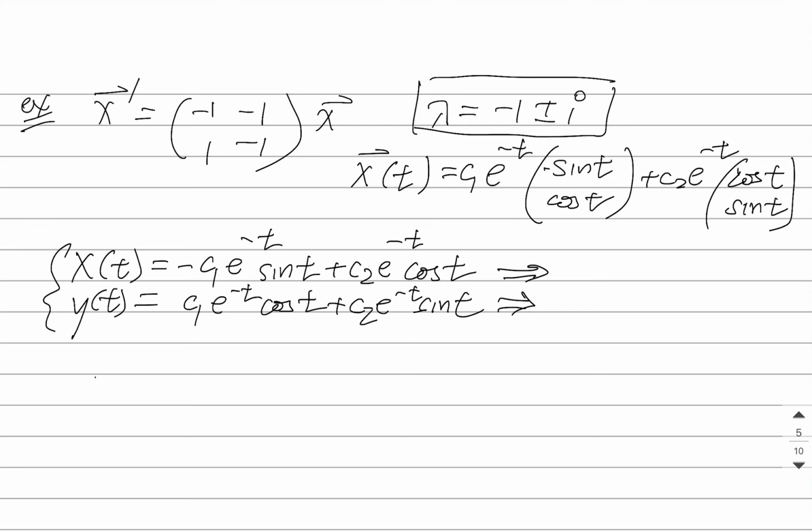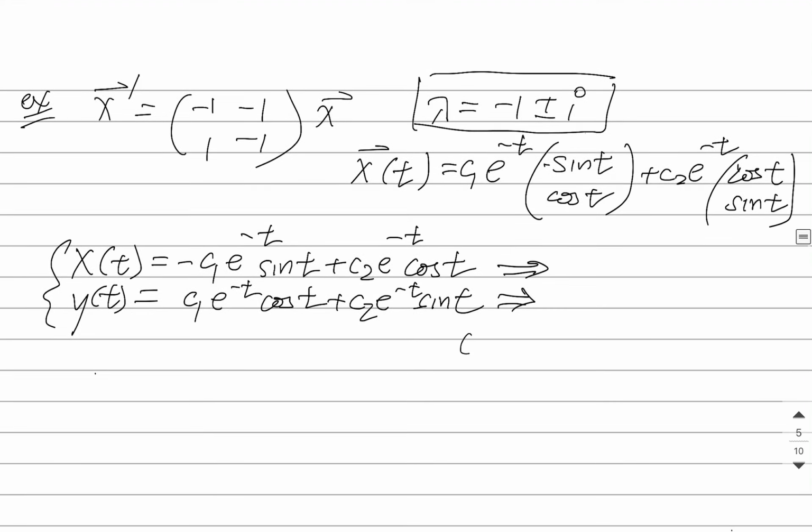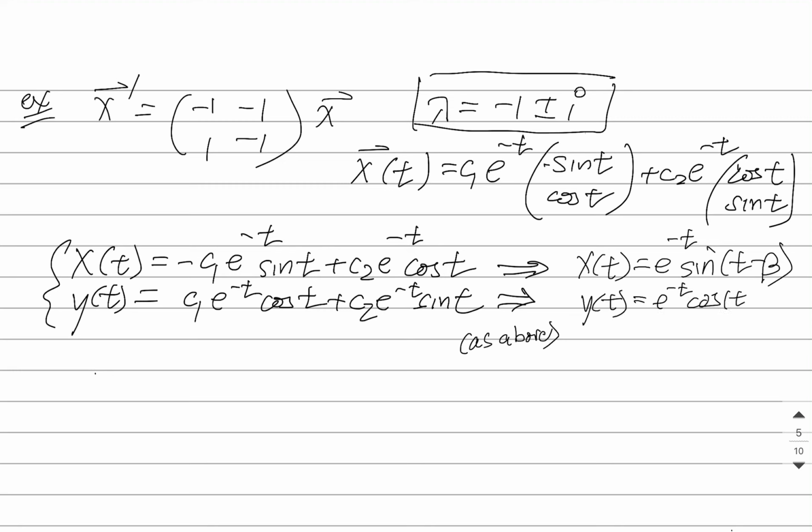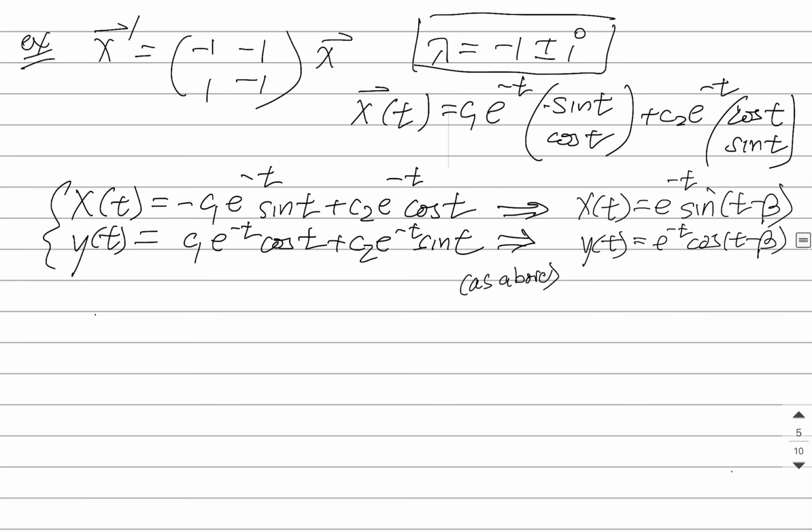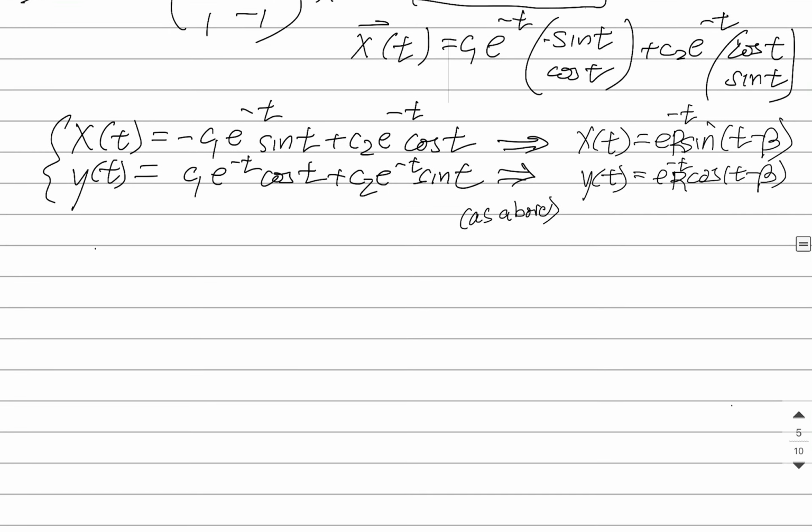And if we go ahead and repeat the analysis we just did above, you'll be able to rewrite this as x of t equals e to the minus t sine of t minus beta, and y of t will be e to the minus t cos of t minus beta. So you'll be able to compactly put this thing together, and there'll be an r here: e to the minus t r sine beta, e to the minus t r cos beta. In this particular case, they'll have the same r, but that doesn't have to be the case generally.